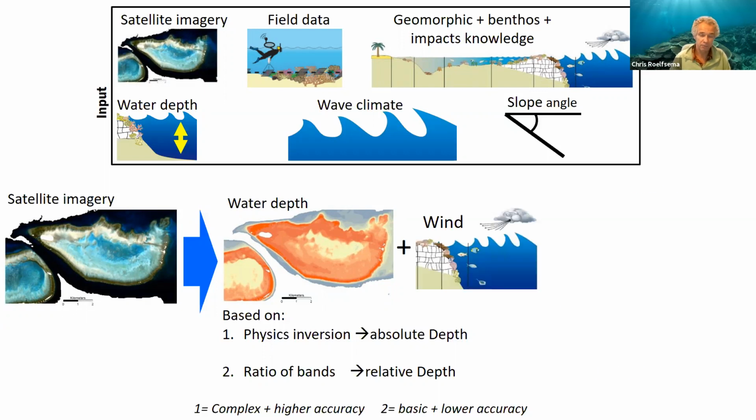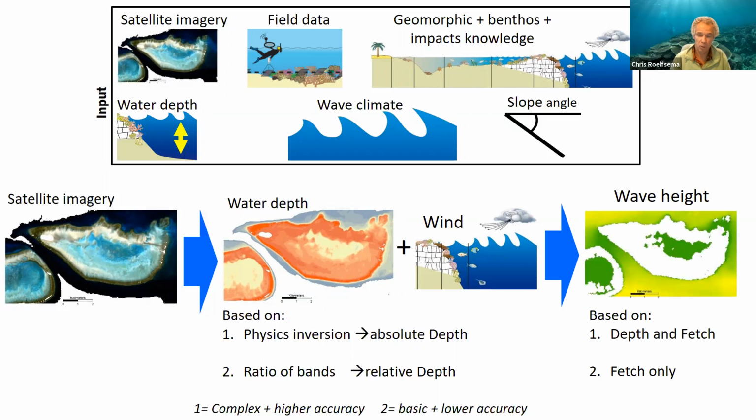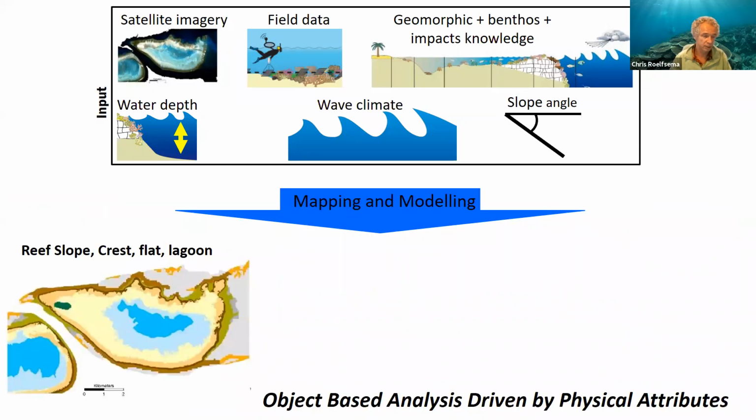If we have wind data, then we actually can use the wind and the water depth data to look at wave characteristics, such as wave height. With depth and fetch, where fetch is the distance over which winds can create waves, we can make very detailed wave data with various parameters. With fetch only, we can still do wave height or wave energy, but it's less detailed. So those are input data sets.